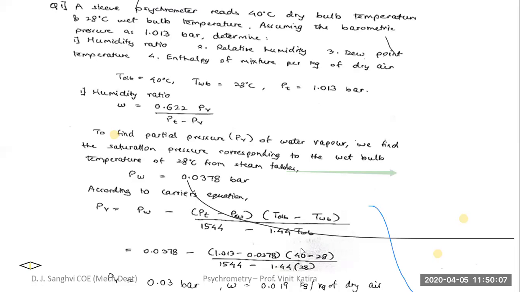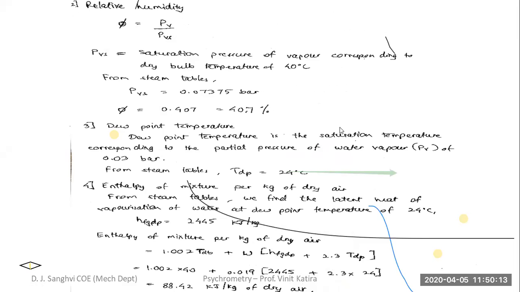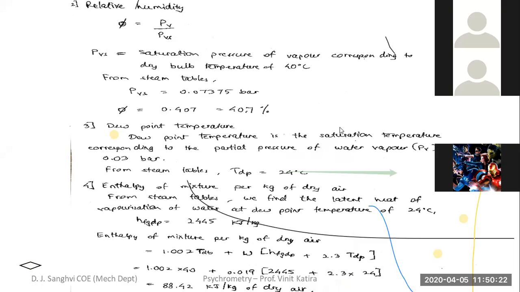We were getting enthalpy at around 88, and here also, at 28, the enthalpy that we are seeing in the psychrometric chart is around 90, somewhere around 88, 89, 90. So we can ensure like this that our calculations are correct.